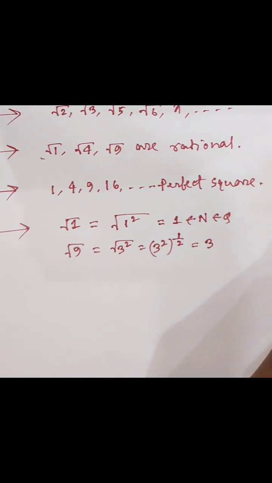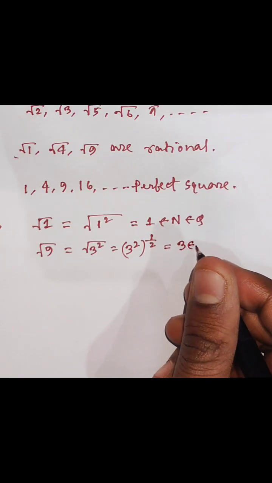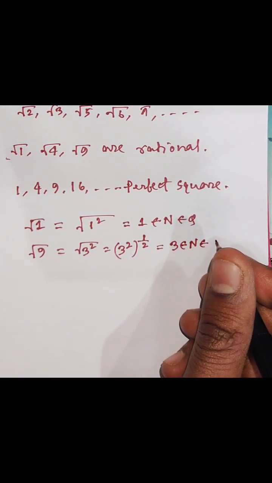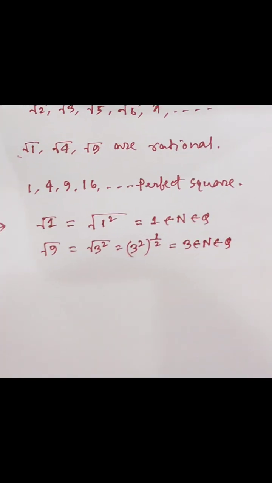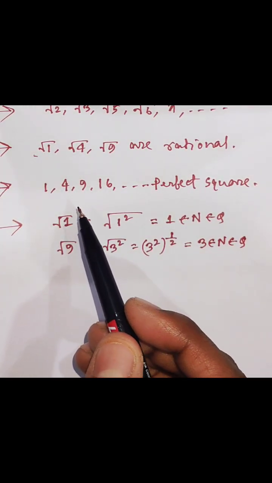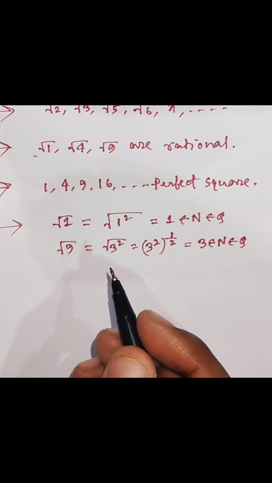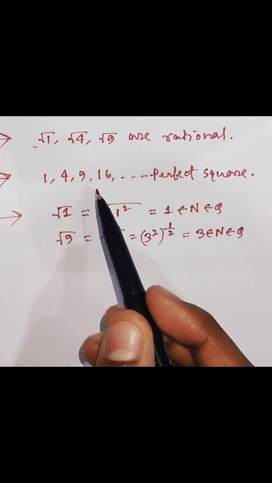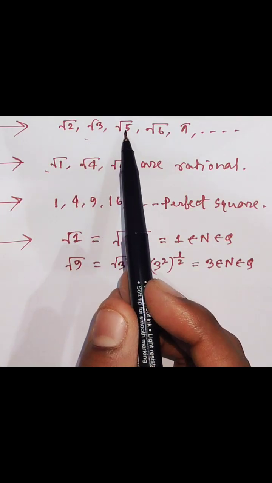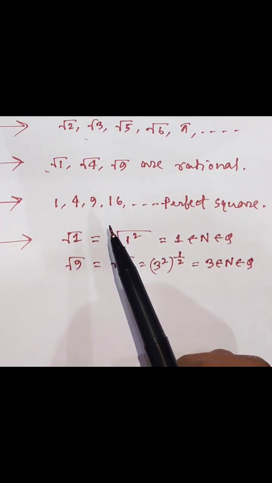Again 3 belongs to N. It's a natural number, and as we know all natural numbers are rational. So we can conclude that if a perfect square has a root, then these numbers will be rational. But other than perfect squares, all the numbers that have a root will always be irrational.